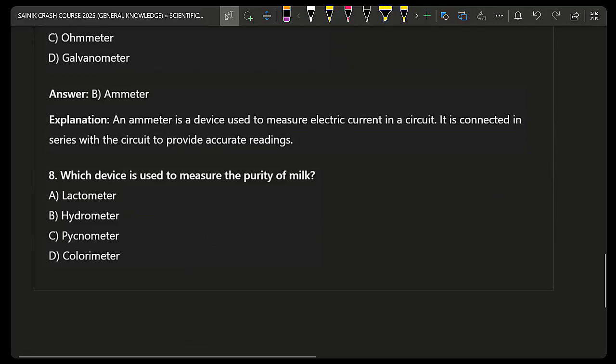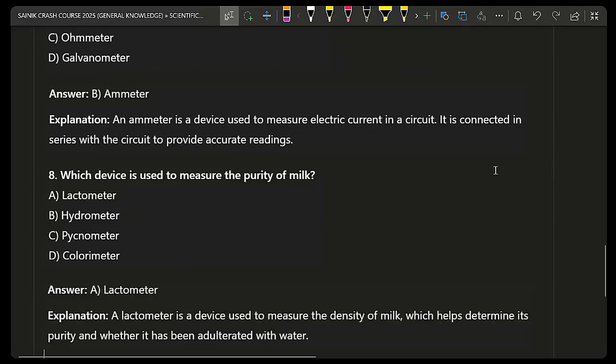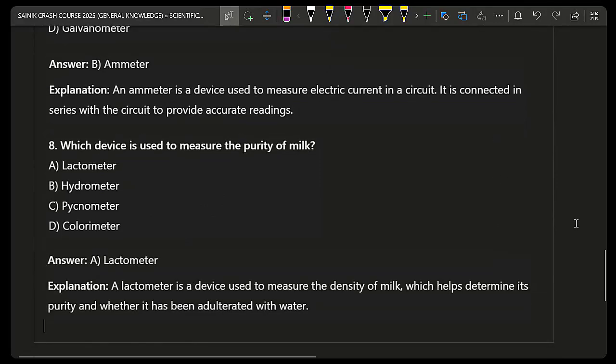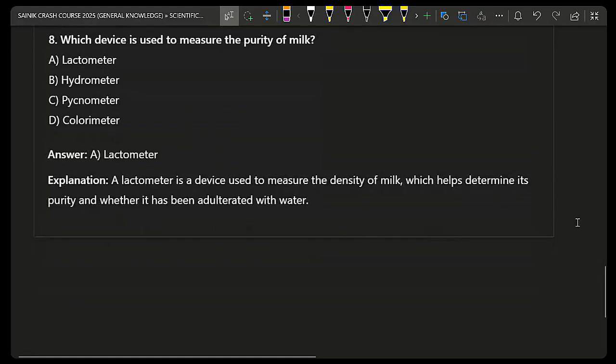Time up. And one student said colorimeter, wrong answer. 5 students said hydrometer, wrong answer. And correct answer is given by 14 students. Lactometer is the correct answer. Option A, lactometer. A lactometer is a device used to measure the density of milk, which helps determine its purity and whether it has been adulterated with water. So you can check the purity. Next question.